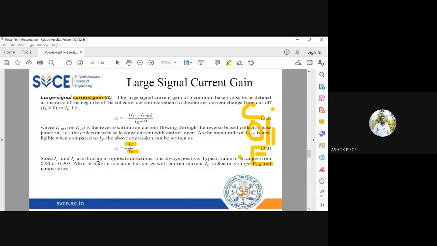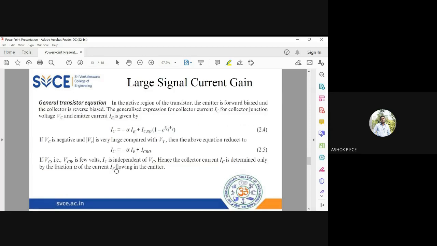Alpha value is not a constant. It varies with emitter current, collector voltage, and temperature. You know it is because of the PN junction, correct? So PN junction diode temperature will play a major part. The temperature is going to vary. The diode parameters are going to vary, correct? Similarly here, theoretically we say alpha is constant, but practically alpha will also change if these parameters change. It will vary with IE, collector base voltage, and temperature. So if these things are going to vary, then alpha is also going to vary.